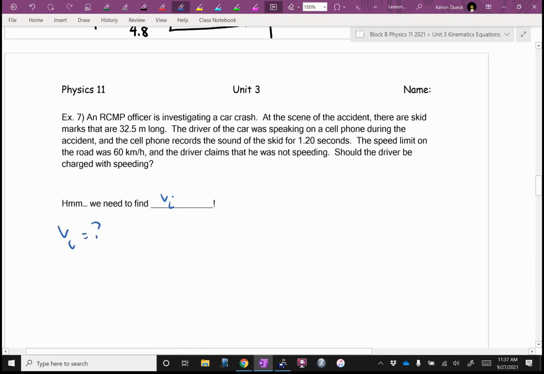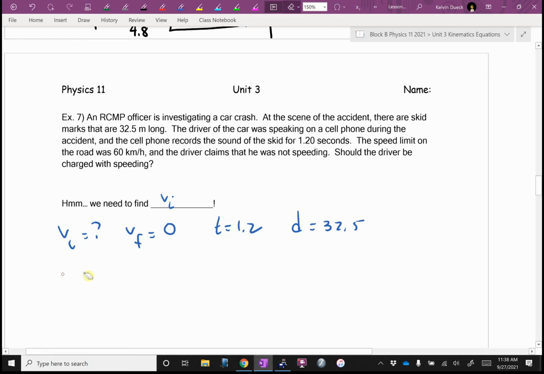What's the final velocity of every car accident ever? I will not tell you this. If I give you a car accident question, you can safely assume VF is 0. What's that 1.2? What's that 32.5? Now, you'll notice I'm not using that 60. What I'm going to do is find VI, and if it's bigger than 60, write this person a ticket. If it's smaller than 60, no charges.